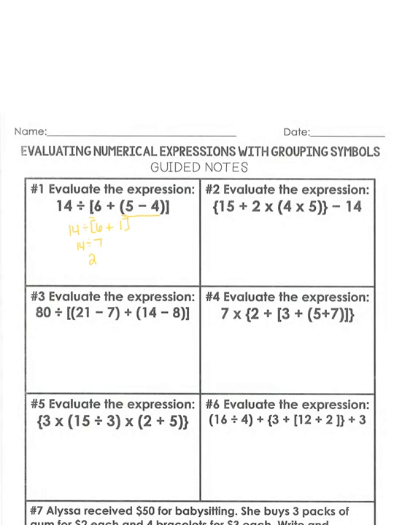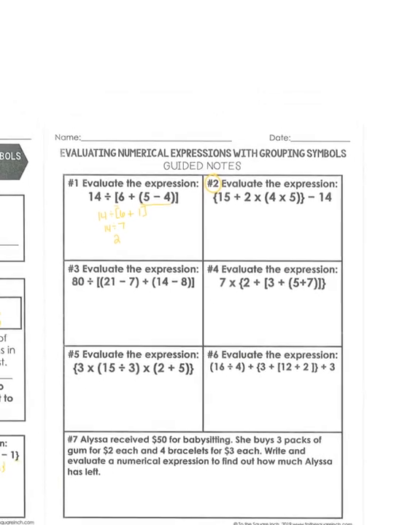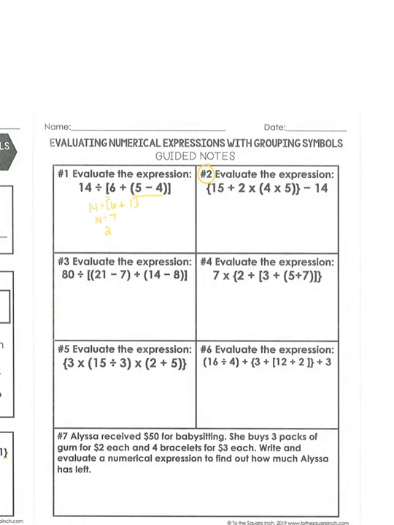And do 2 on your own. Three on your own. I'm going to skip 4. Skip 5. We're going to look at 6.